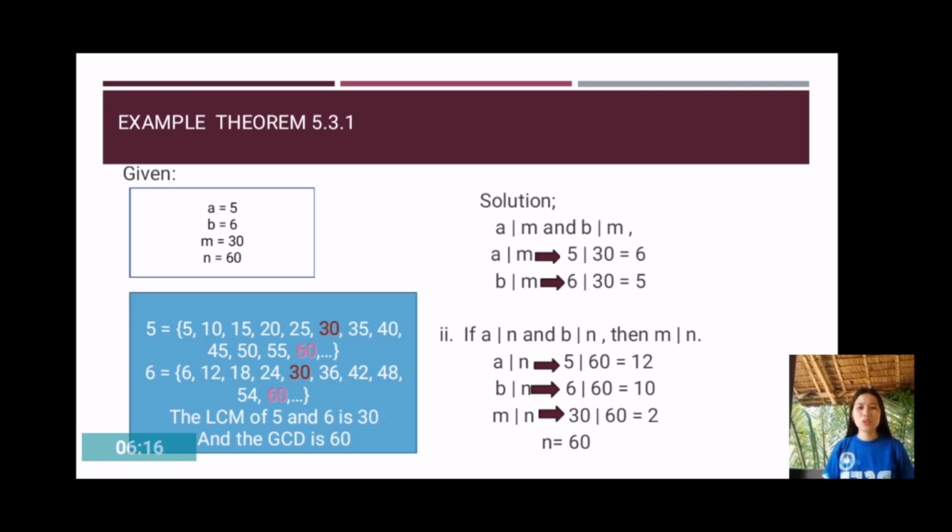B divides n. Our b is equal to 6 and our n is equal to 60. 60 divided by 6 is equal to 10. M divides n. Our m is 30 and our n is 60. 60 divided by 30 is equal to 2. Our n is equal to 60.